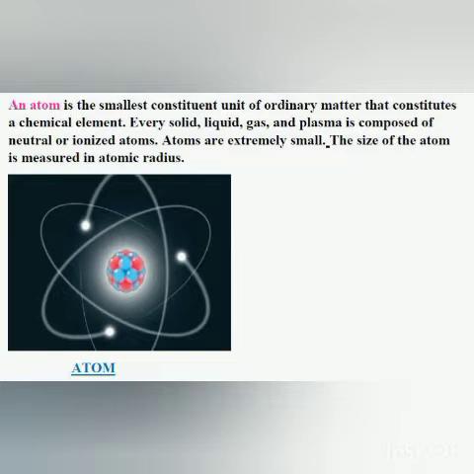So an atom is the smallest constituent unit of ordinary matter that constitutes a chemical element. Every solid, liquid, gas and plasma is composed of neutral or ionized atoms. What are ionized atoms? That we will discuss in the next chapter. Atoms are extremely small and the size of the atom is measured by atomic radius. The unit of atomic radius is the nanometer.